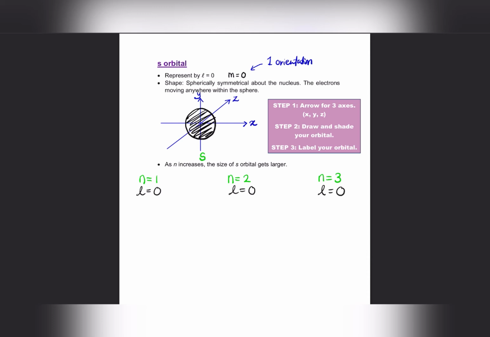So right now, I'm going to draw the shape of them. Let's go to the first one. The first step, we have to draw all three axes. So I draw for n equals to 1 first. And the next one, I draw for n equals to 2. And the last one, I draw for n equals to 3. So this is my axis.